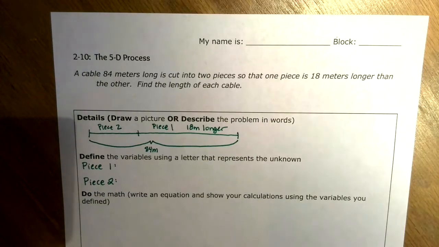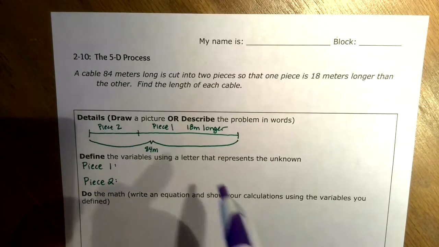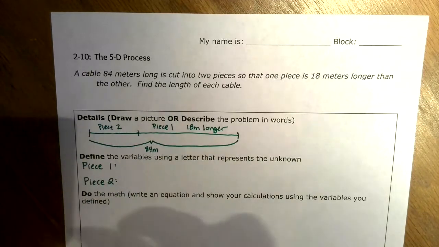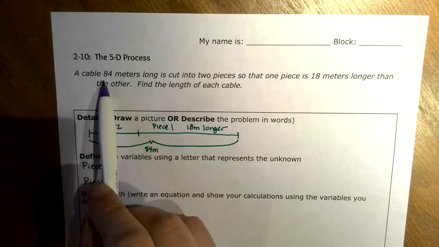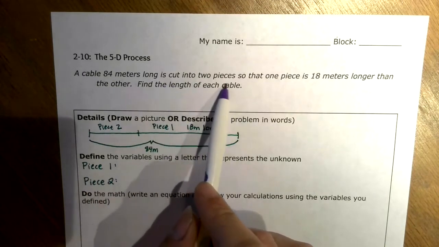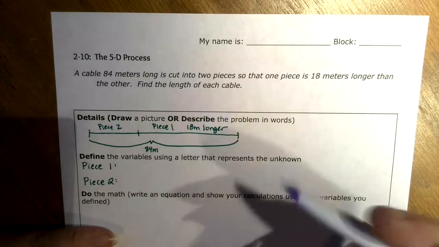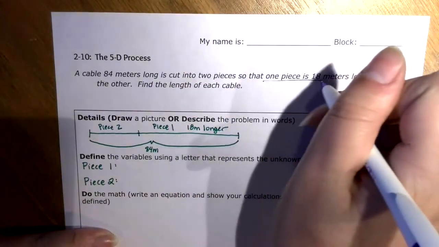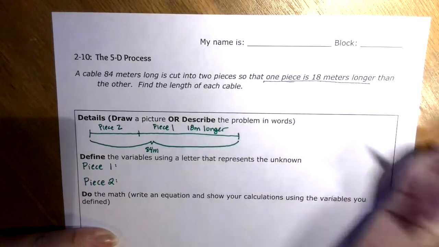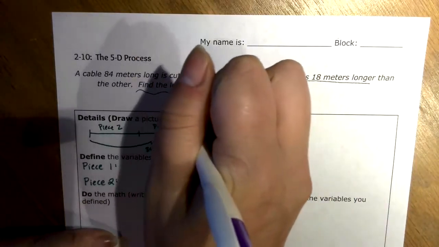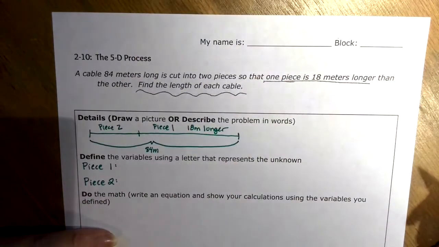Hey guys, I just wanted to go over this 5D for number 210. This is dealing with a cable that's 84 meters long and it's cut into two pieces so that one piece is 18 meters longer than the other. And our job is to find the length of each cable.